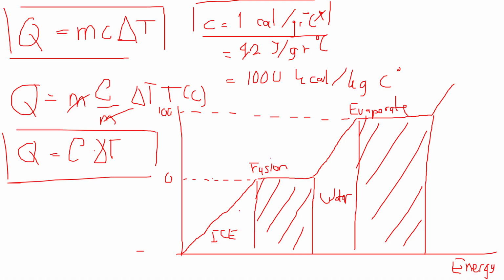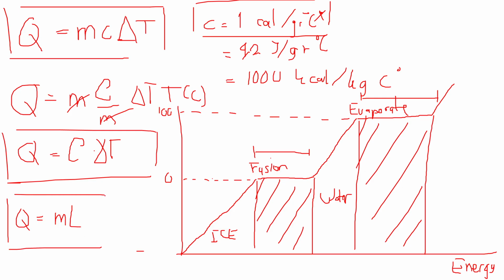Now, how do we do this? Because here, if you want to calculate the energy, the heat, you can simply put mc multiplied by delta T. But delta T means the change in temperature. And here, there's no change in temperature at all. The temperature is constant at these points. So what do we do? Well, we have one more equation, which is Q equals mL. This is the last one.